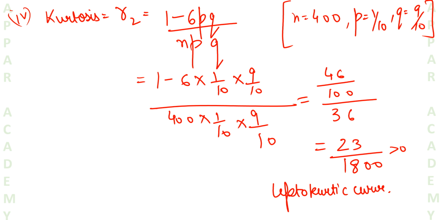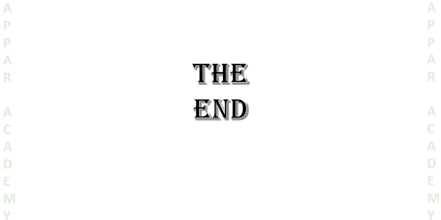So this is how we can find all the constants of a binomial distribution. You can also try out to find the first, second, third and fourth moments about the mean for this binomial distribution. It's very easy. In our next video, we'll be talking about fitting of a binomial distribution.